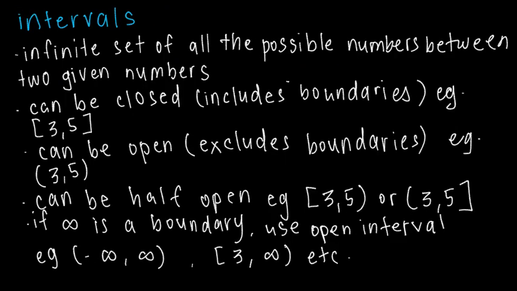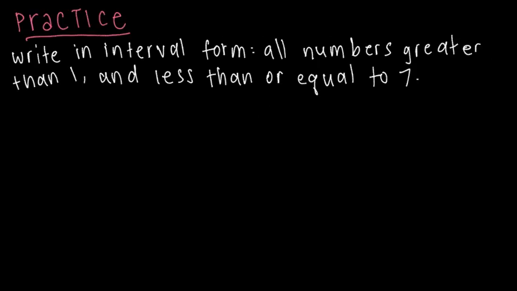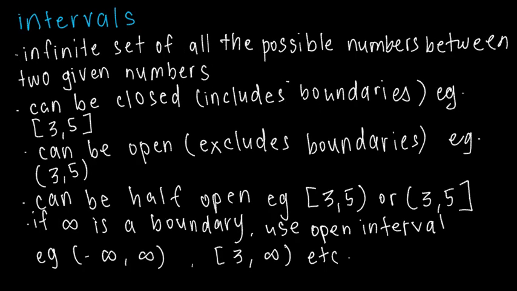Finally, we have intervals. If we pick any two numbers, there are infinitely many numbers in between, and we can represent them with intervals. So the two numbers we pick can make up the boundaries. For example, 3 and 5 here. If we include both the boundaries, it is a closed interval, and we use square brackets. So basically, when you see 3 comma 5 with square brackets on either side, we're talking about all the numbers between 3 and 5, which, my bad, includes 3 and 5.